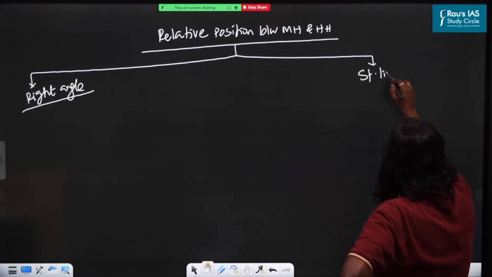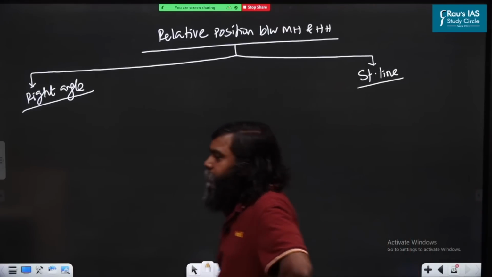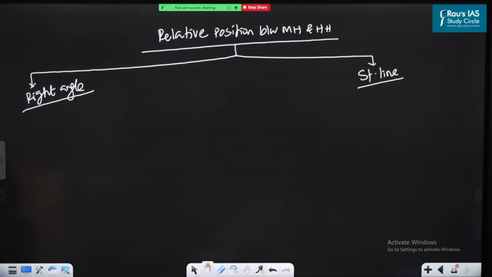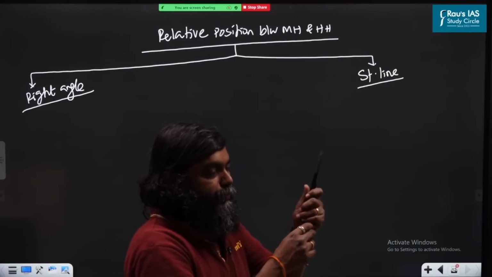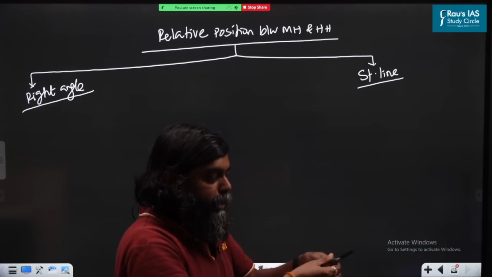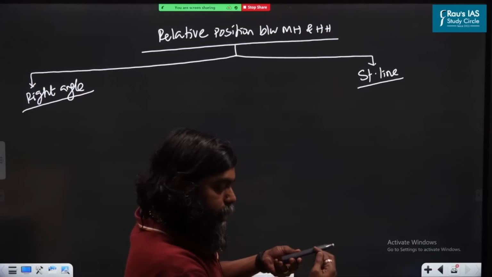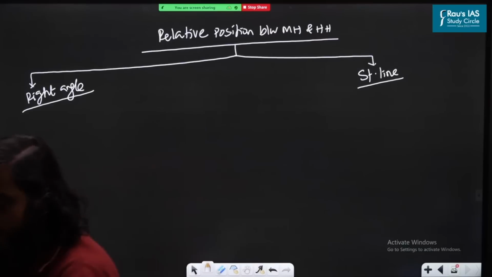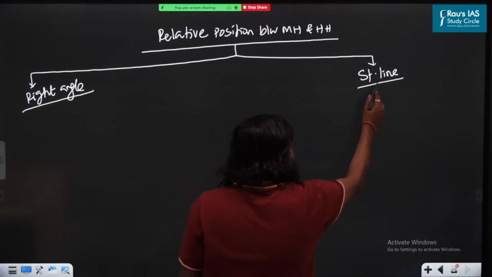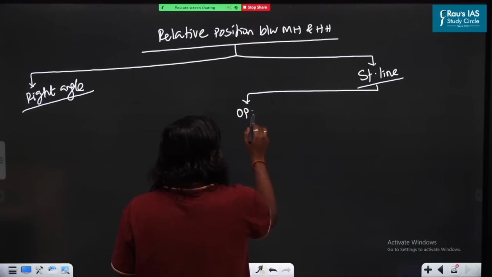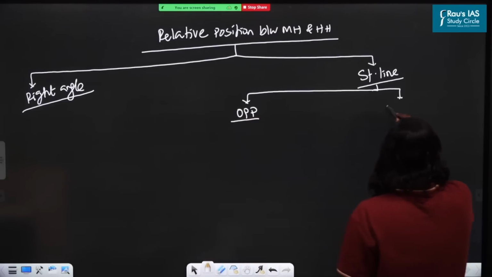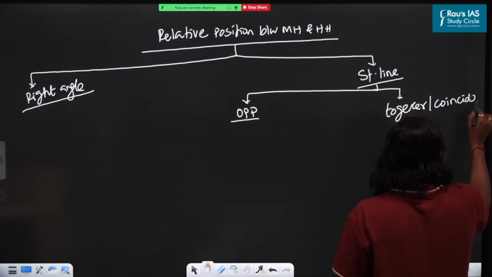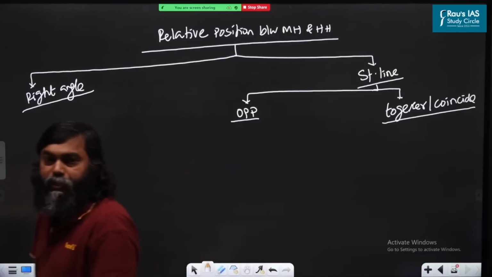What is called a straight line? Listen carefully. Now, both minute hand and hour hand are opposite to each other. This is called a straight line. Both minute hand and hour hand are together. This is also called a straight line. So, straight line means it includes opposite to each other. Straight line includes what? Together, or what? Coincide. All understood? Everybody understand?